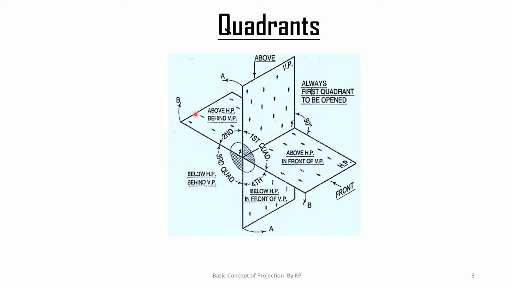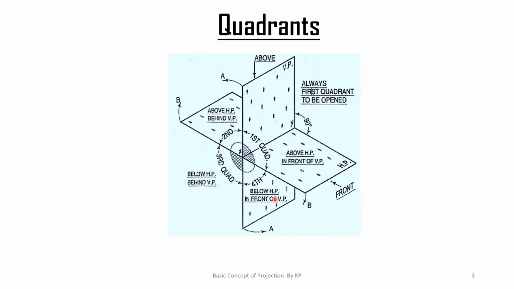Similarly, when we are coming to the second quadrant system, the object is placed above the HP and behind the VP. So this is the position of the second quadrant. In the third quadrant, similarly, if we are putting the object below HP and behind VP, it is in the third quadrant system. Similarly, when we are putting the object below HP and in front of the VP, it is in the fourth quadrant system. So this is the quadrant system.